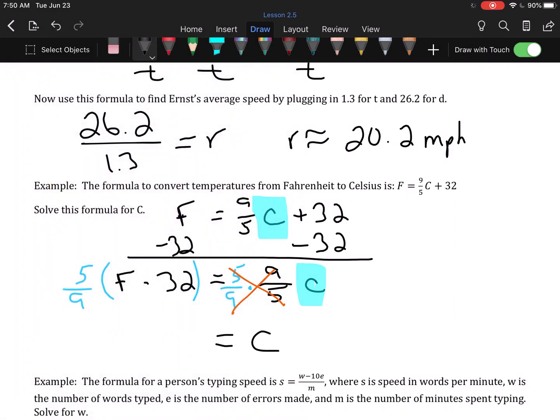C by itself. And on the left side here, there is no reason to distribute. We could take that 5/9 and multiply it to both f and 32, but it really isn't going to give us anything that looks nicer. It's actually going to give us something that looks much, much worse. So let's just leave it as 5/9 times the quantity f minus 32. We now have c by itself, which is what we were going for. Solve the formula for c. We did it.